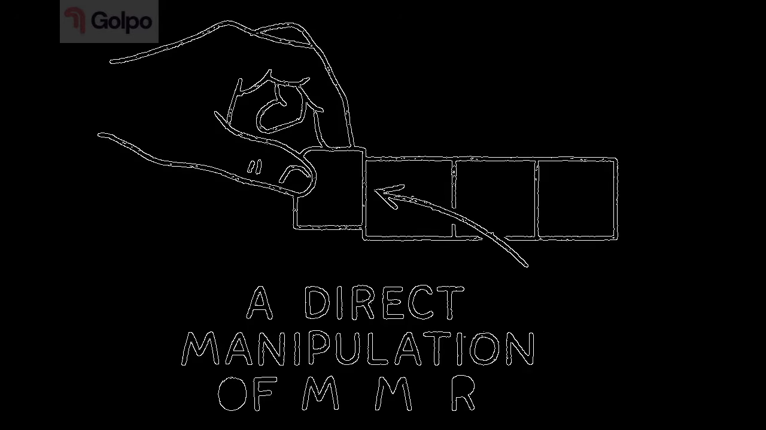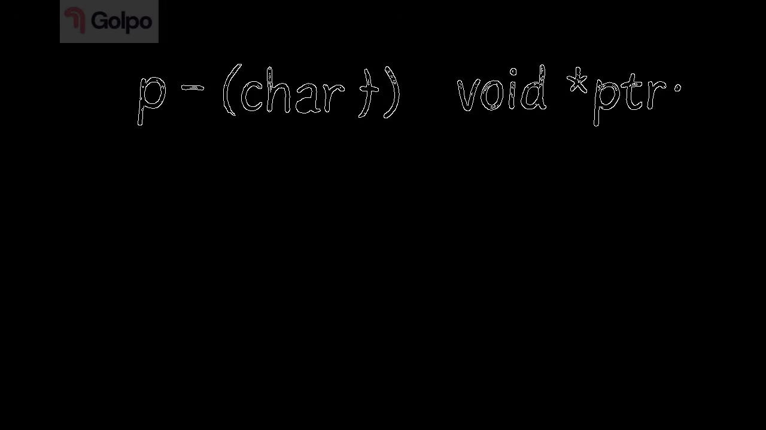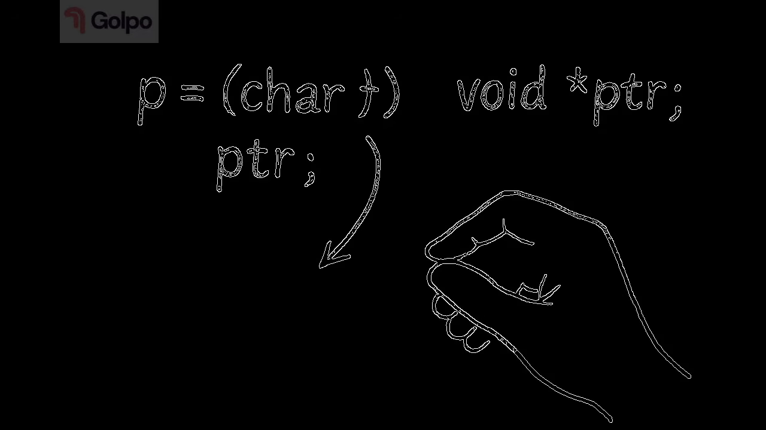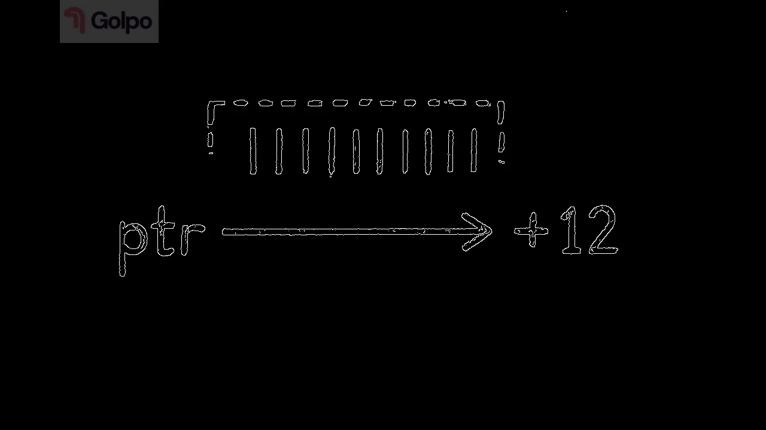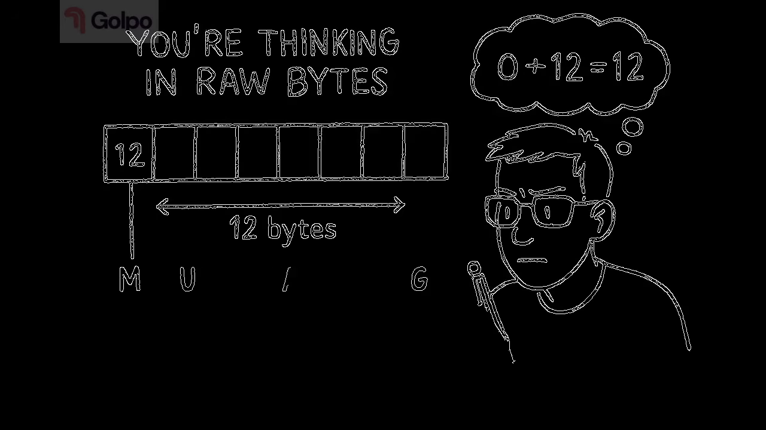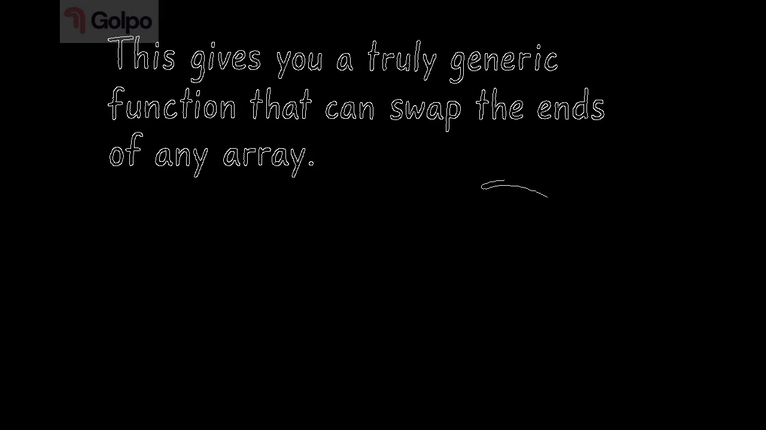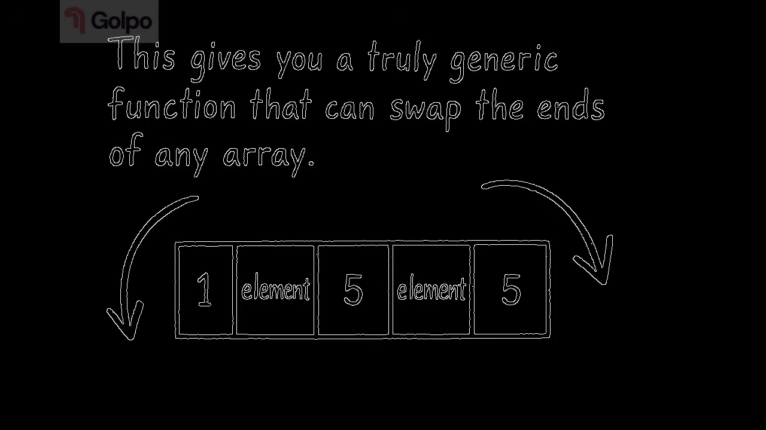The fix is a classic C-style maneuver, a direct manipulation of memory. You pass in the element size manually as a separate argument. Then, to perform the arithmetic, you cast the void pointer to a char pointer, a pointer to a single byte. Now, adding, say, 12 to the pointer moves it forward by exactly 12 bytes. You're no longer thinking in terms of integers or floats. You're thinking in raw bytes, manually calculating the offset to any element in the array. This gives you a truly generic function that can swap the ends of any array.